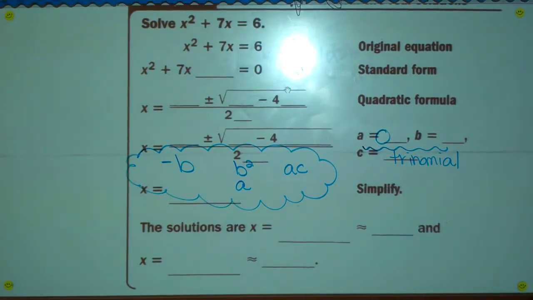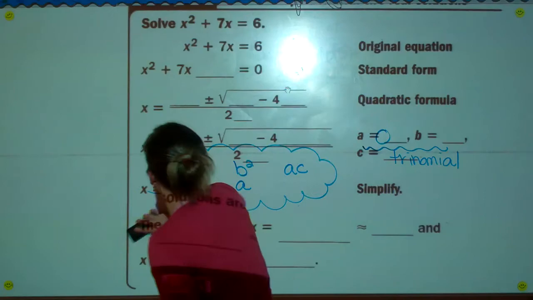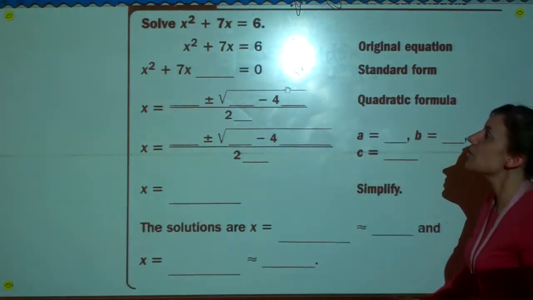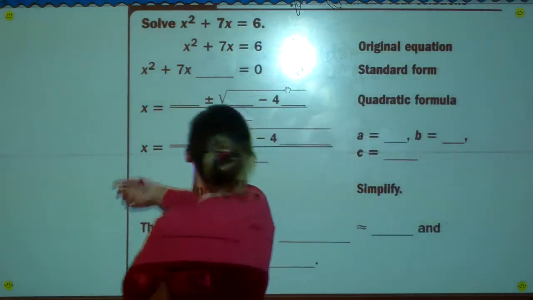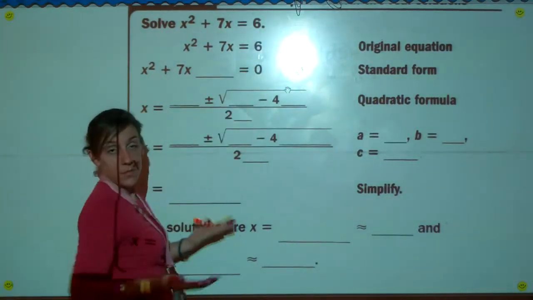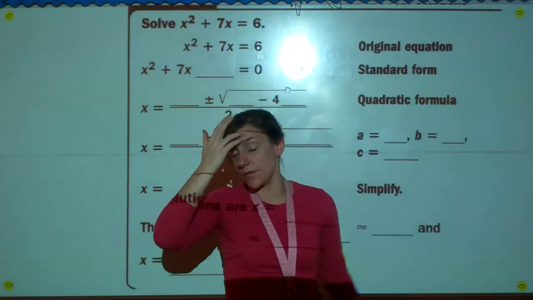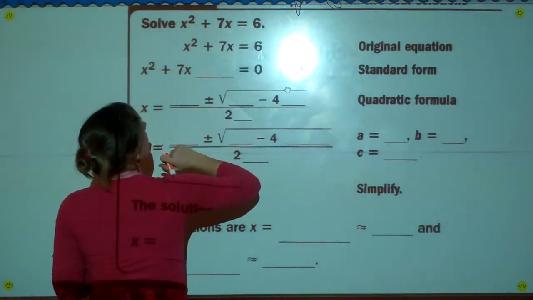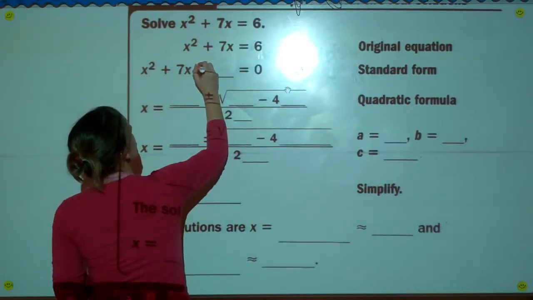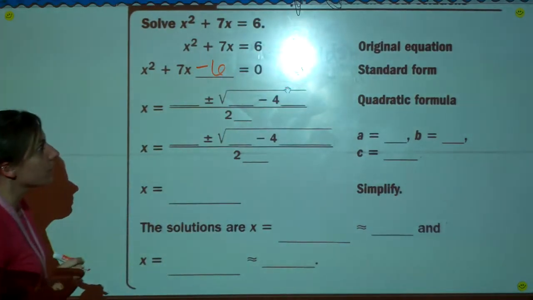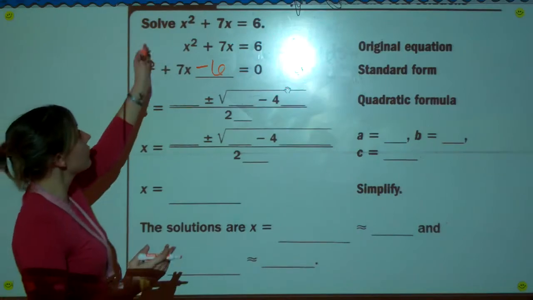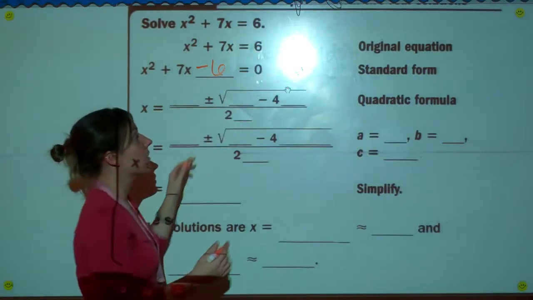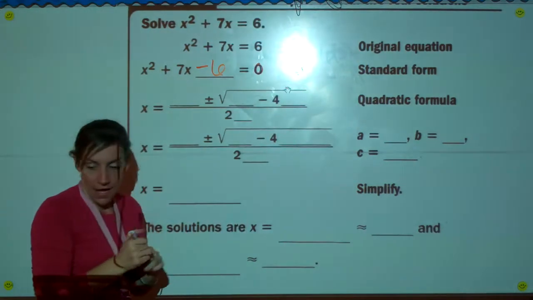All right. So here is our first example. Just like we used to do when we were solving, we still want it to say equals 0, because we want that trinomial like we had when we were factoring. So if we don't have that 6, we need to move it over. So we need to subtract 6 over, and that's what we would call standard form, x squared plus 7x minus 6. That way it equals that 0, okay?